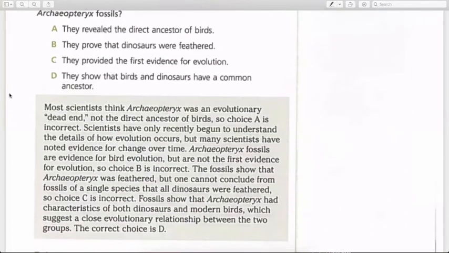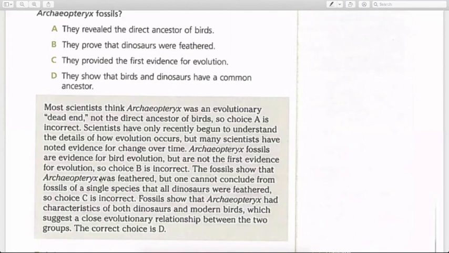Most scientists think Archaeopteryx was an evolutionary dead end, not a direct ancestor of birds, so choice A is incorrect. Right? There's no actual evidence saying that the Archaeopteryx became birds. Scientists have only recently begun to understand the details of how evolution occurs, but many scientists have noted evidence for change over time. Archaeopteryx fossils are evidence for bird evolution, but are not the first evidence for evolution, so C is incorrect.